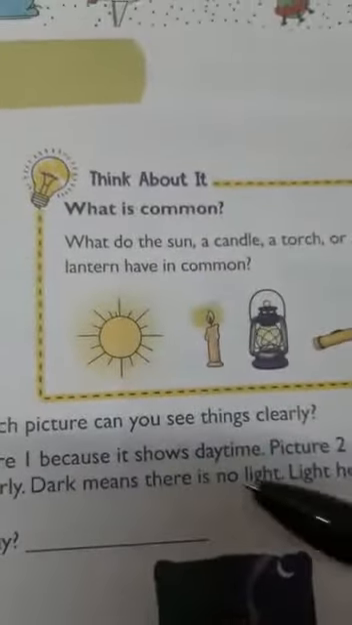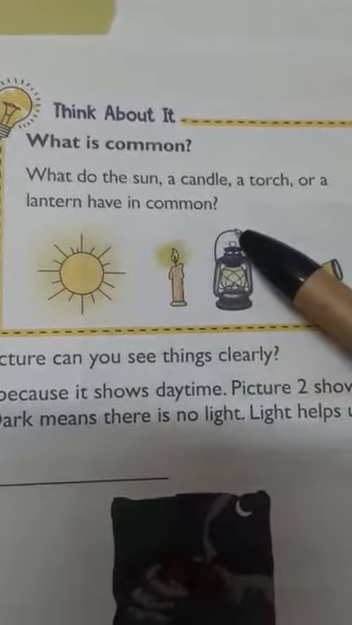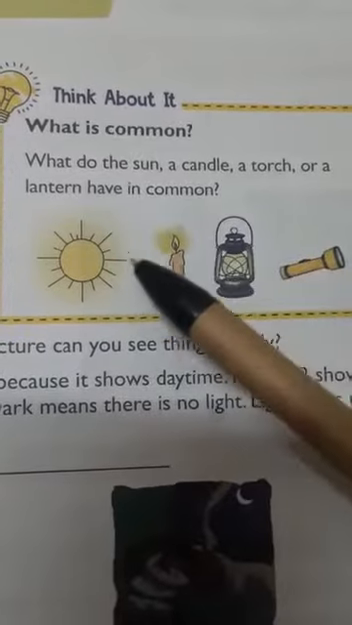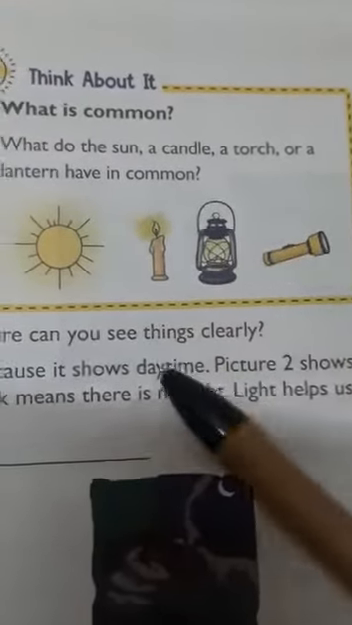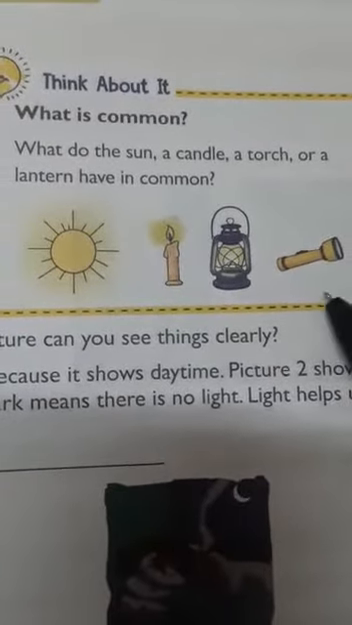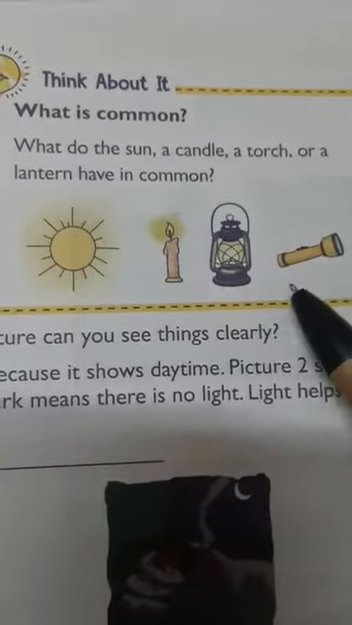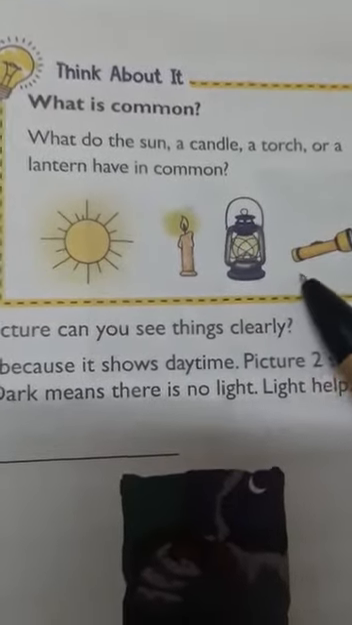Okay. So here some sources of lights are given. What do the sun, a candle, a torch or a lantern have in common? What is common in all these pictures? The common thing is that all these things give us light. Okay. So let's start our lesson.